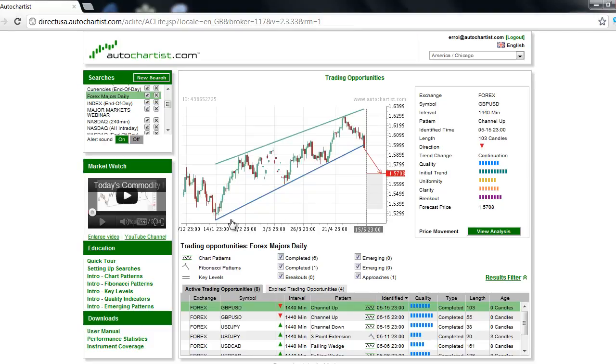The initial trend, which measures the strength of the trend prior to the chart pattern's formation, is the maximum 10 bars. Also, since this initial trend was down and the breakout is to the downside, Autochartist is looking for the trend change to be a continuation. Now we have enough equidistant tops and bottoms in this formation to warrant a slightly above average 6-bar uniformity rating. And finally, the clarity rating of 7 bars indicates that this is a relatively clean pattern with below average market noise.